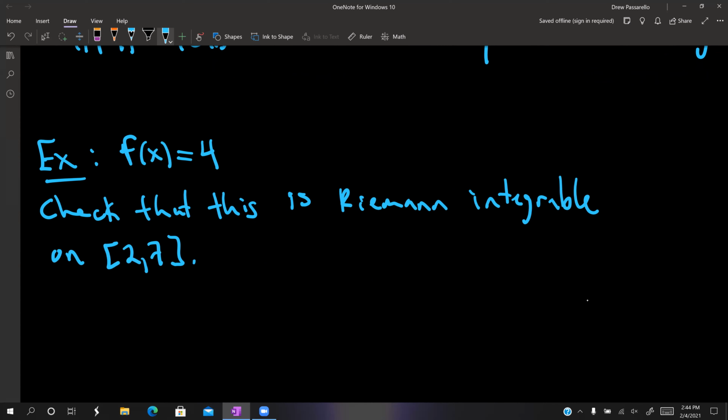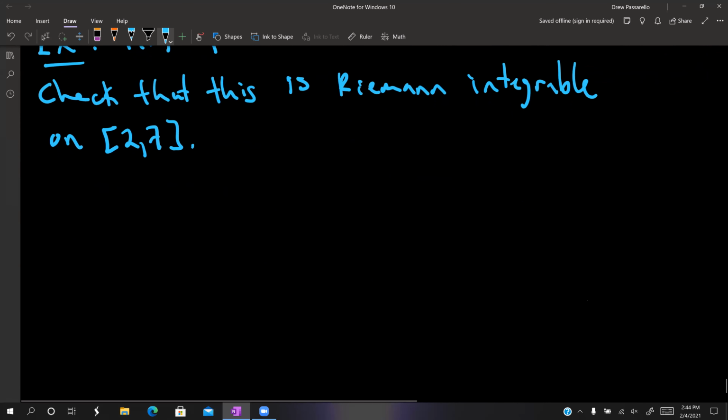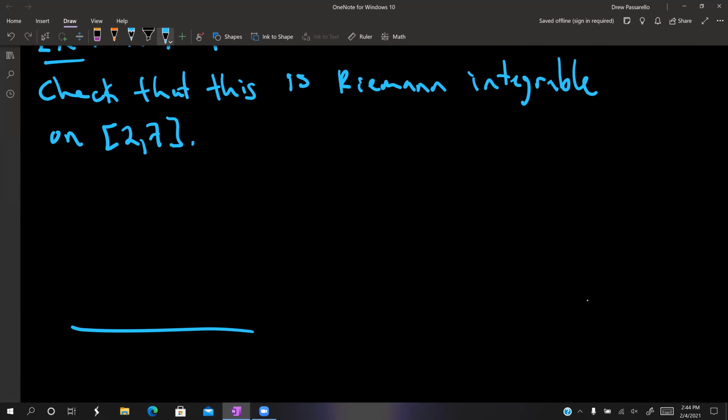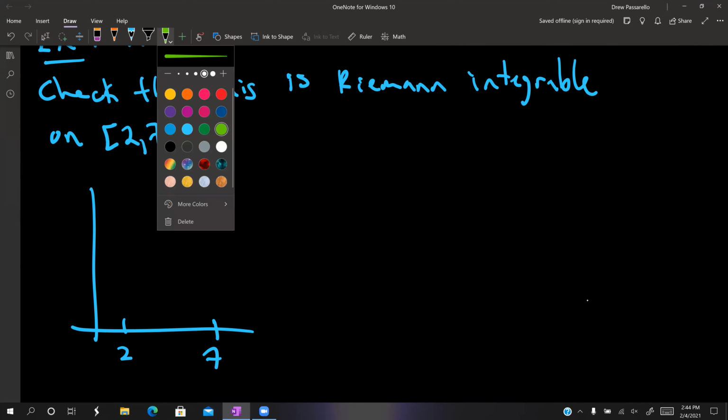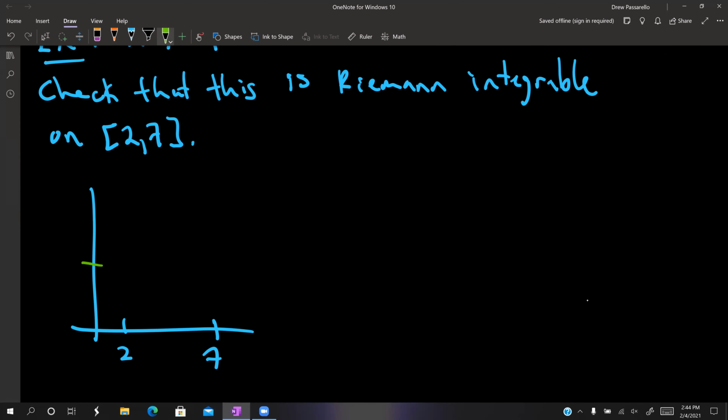All right, so that is our example that we're going to do, just to visualize. So we basically say this is 2, this is 7. Let's say 4 is right here. So basically, this is our function. This is a horizontal line, and we're specifically focusing on going from 2 to 7. And we're going to check that it's Riemann integrable.